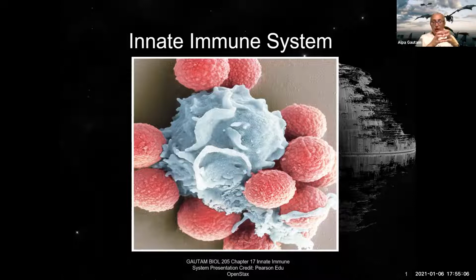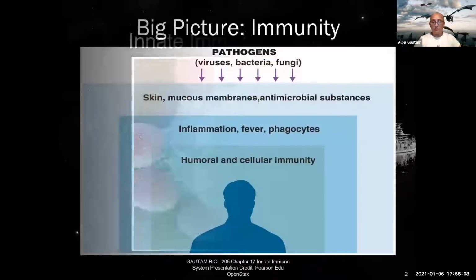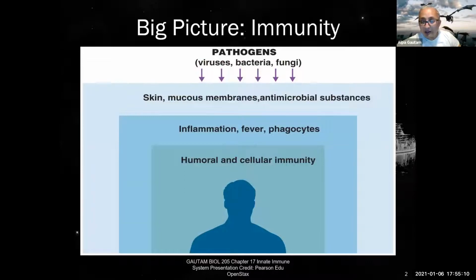So we start off by looking at the innate immune system. As I said earlier, the innate immune system is the first line of defense, right? So here's obviously us. And the first line of defense that you see here is going to be the external components: skin, mucous membranes, antimicrobial substances that are present in skin and mucous membranes. This is keeping the pathogens out.